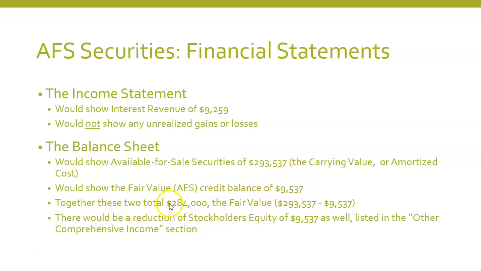So together, these two equal the $284,000. The $293,537 minus the holding loss of $95.37 equals $284,000, which equals the fair market value on December 31st. So our balance sheet is, in effect, showing the fair market value. There would be a reduction in the stockholders' equity section of $95.37 as well, and it would be listed in the other comprehensive income section.